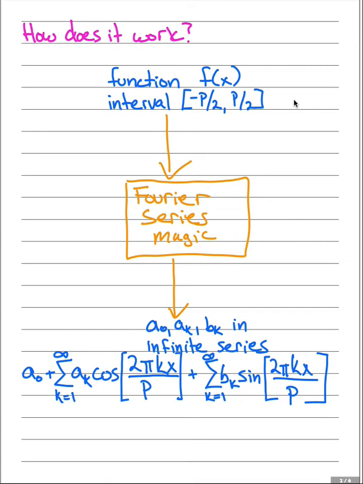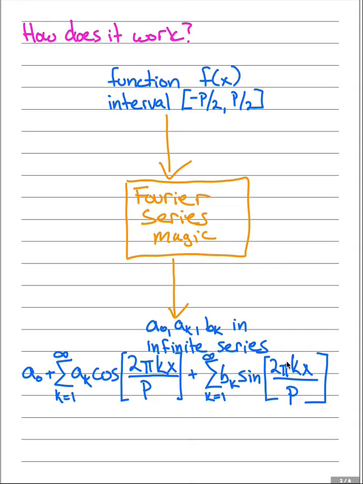Then you do some Fourier series magic on it, and what you get out is expressions for some coefficients. I'll call these a0, ak, and bk. And these are coefficients in an infinite series that I've written down for you here. It has a constant in front, a0, plus the infinite sum from k equals 1 to infinity of ak cosine of this business plus bk sine of this business.